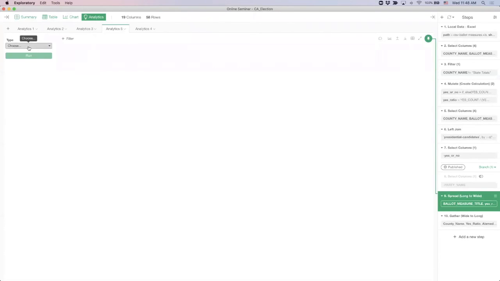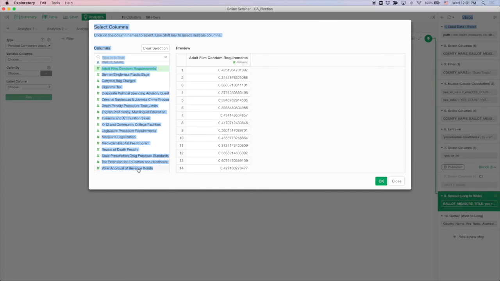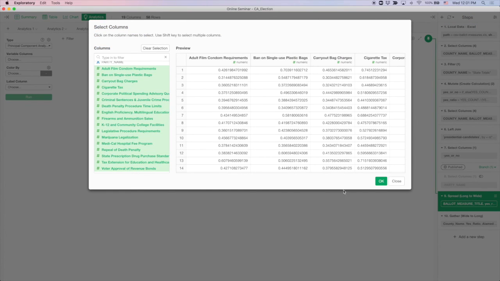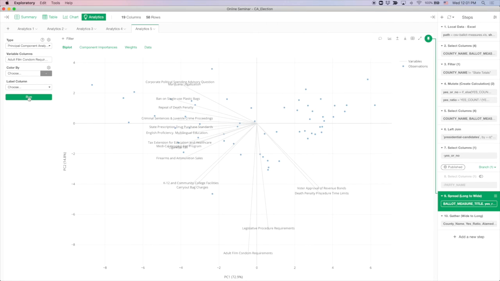Let's run the principal component analysis again. For the variables, I'm going to select all of them, all the ballot measures, then click OK and run it. What we're seeing here is that component 1, which is the x-axis, contains 72 or 73% of the information, or the variance, of the original data. And PC2 is almost 15% of the variance of the original data.